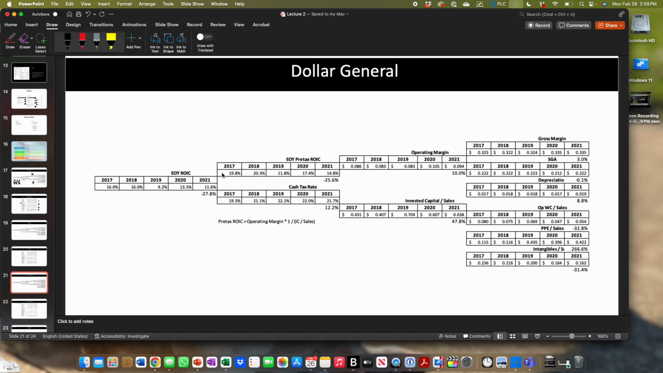But pre-tax ROIC was benefited by an increase in operating margin, which went from 8.6 to 9.4. Why, second level analysis, is Dollar General making more profit when they sell a product? What's causing the operating margin to go from 8.6 to 9.4? What's next?